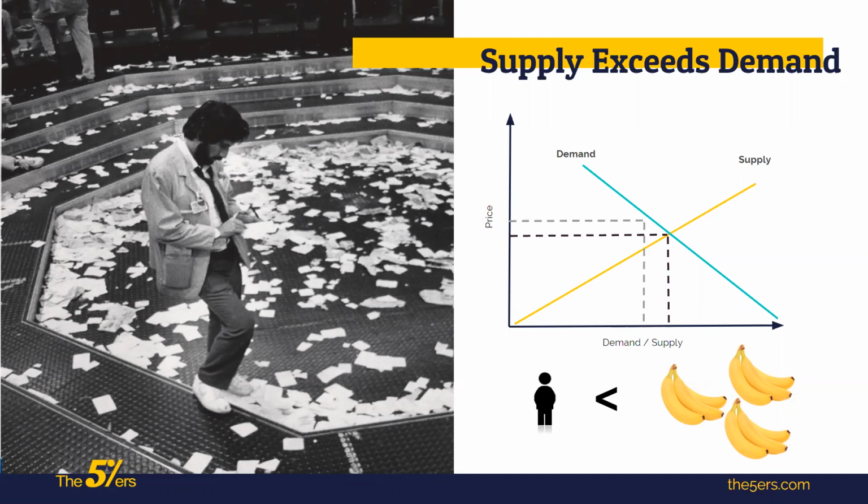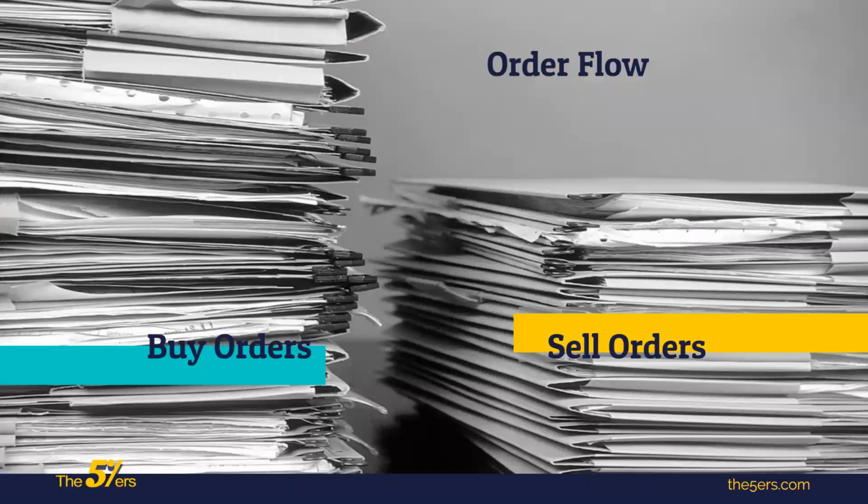If it's the other way around, where there's more demand exceeding supply, price will go up. So this is how the exchange works. And this is why I think order flow is really the most effective concept of reading the market, because it's about the core of how price moves. It is the real definition for why price is moving up or down.